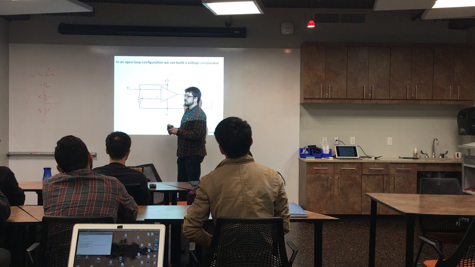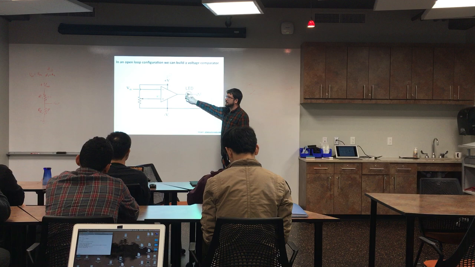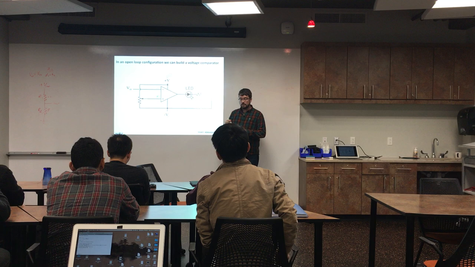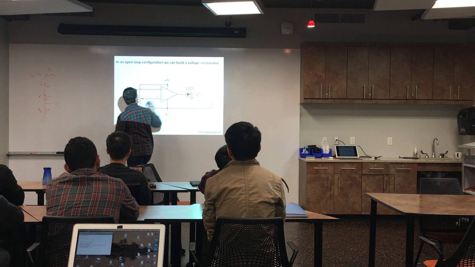Now let's say we have minus 1 volt coming in. So now it's going to be on the output. 1 volt, and now the cathode is higher than the anode, and the LED is going to turn on. So what this is doing is if the input is less than whatever we have this set point here, it's turning the LED on.